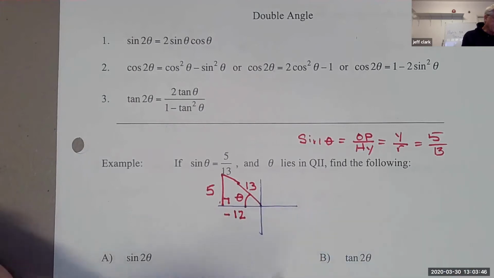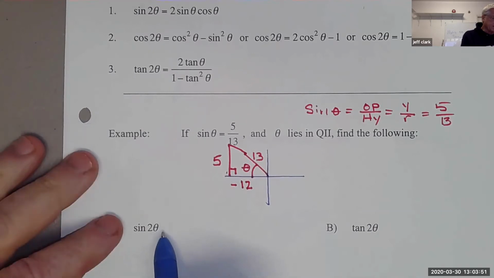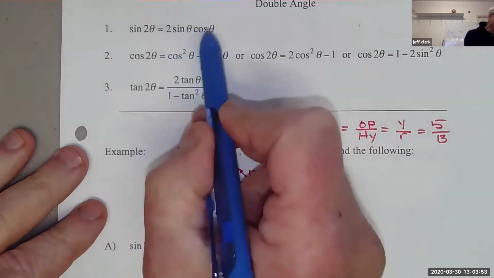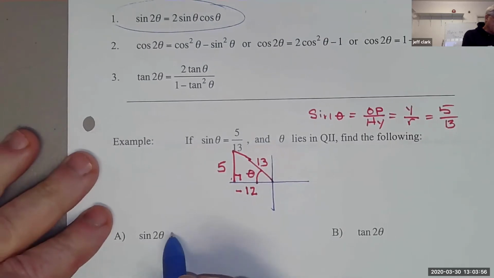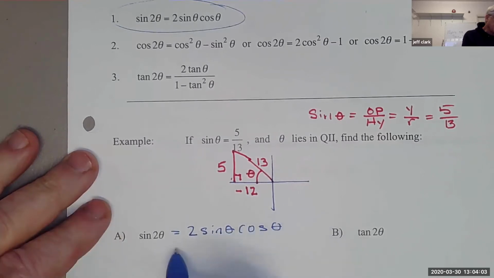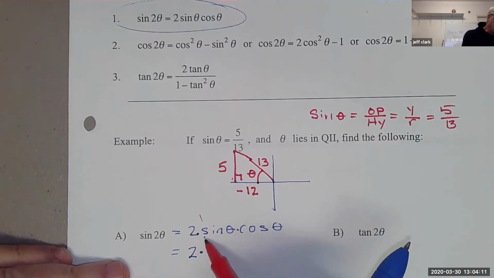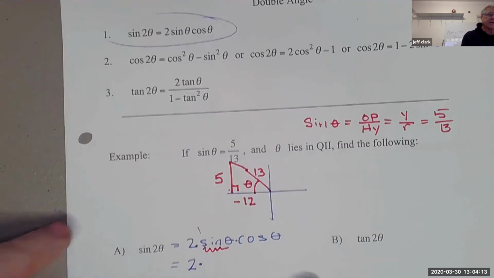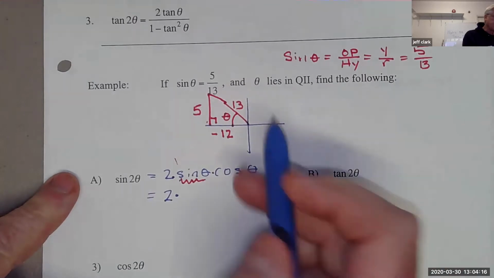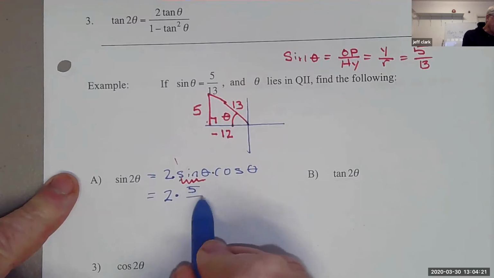So we've got a triangle with theta. I want to get a result for this, and the identity we're going to use is this one here: sine 2 theta equals 2 sine theta cosine theta. That's multiplication. So 2 times, and this part you already know, it's given to you at the top of the problem: sine of theta is 5/13.